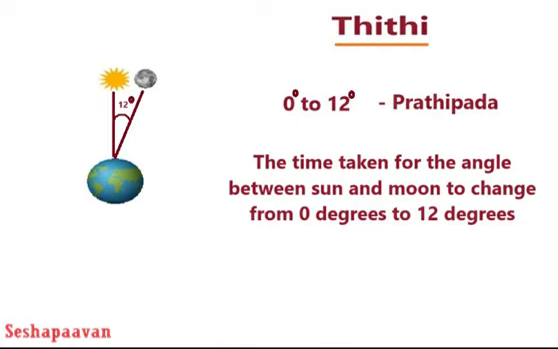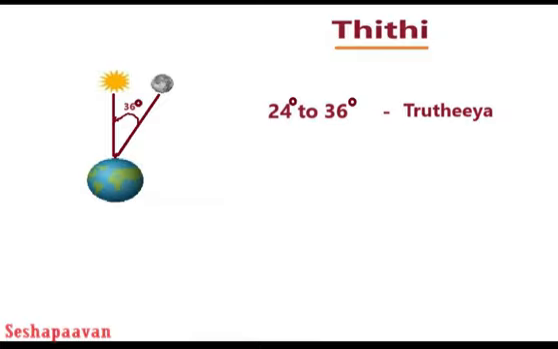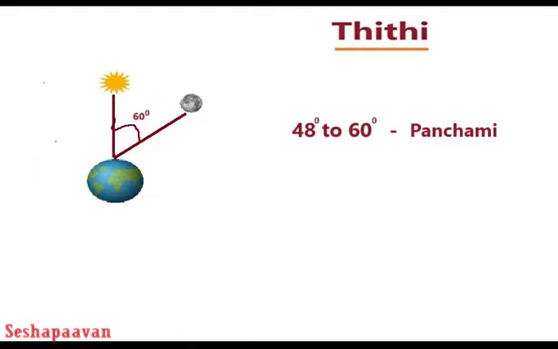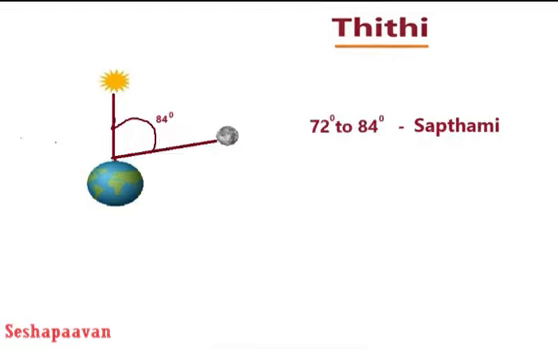The time taken for the angle between sun and moon to change from 0 degrees to 12 degrees is called Pratipada. So the first Tithi is Pratipada. Again, 12 degrees to 24 degrees is called Dvitiya. 24 degrees to 36 degrees, Tritiya. 36 to 48, Chaturthi. 48 to 60, Panchami. 60 to 72, Shashti. 72 to 84, Saptami.